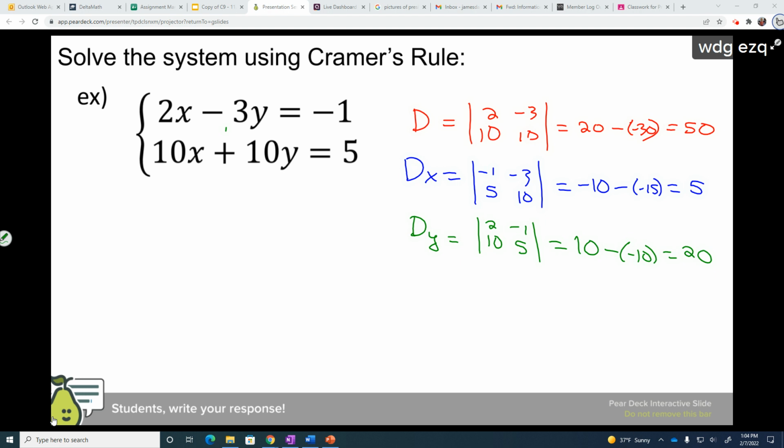And then we write our 2 answers. X is d sub x, which is 5, over d, which is 50. We just reduce that. 5 over 50 is 1/10. And y is 20 over 50, which is 2/5.